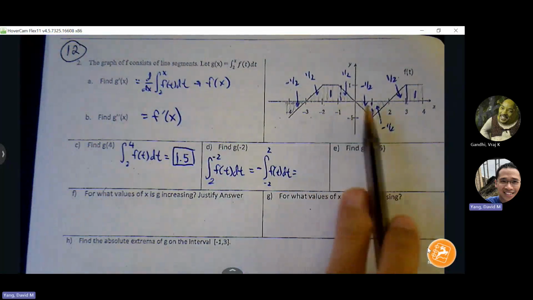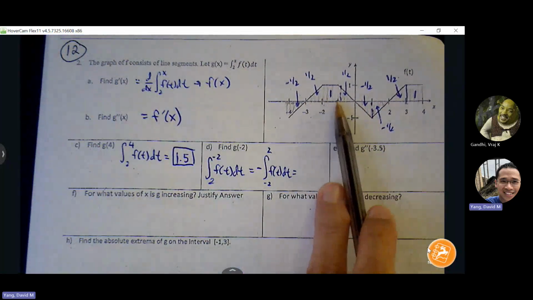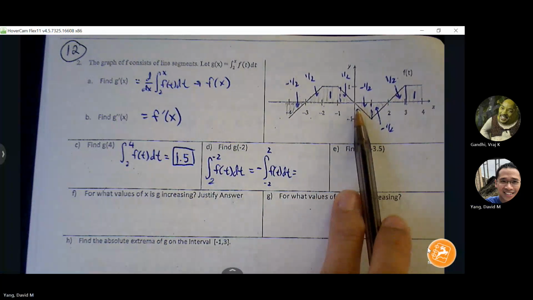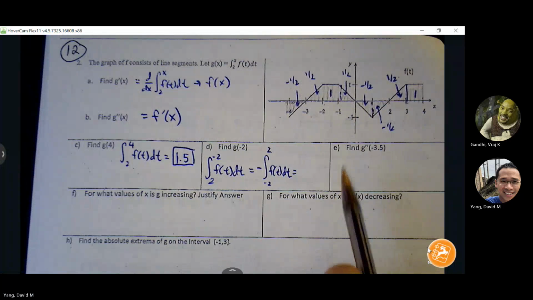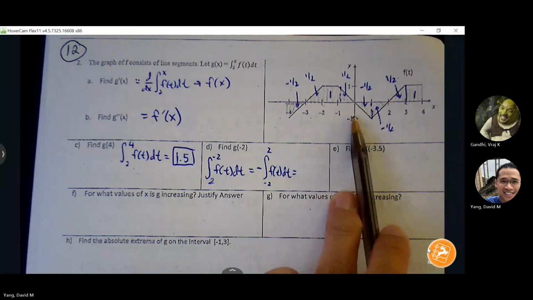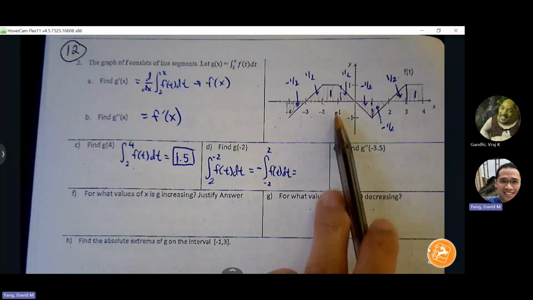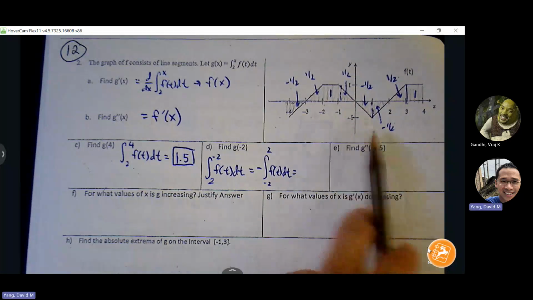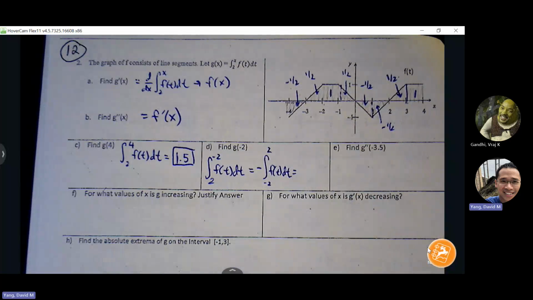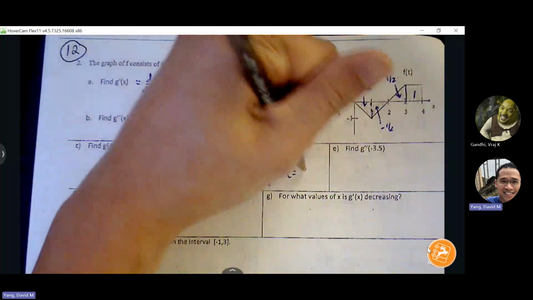So -2 to 2: 1 plus 1 half minus 1 half minus 1 half. So just 1 minus 1 half, so 1 half with a negative outside.